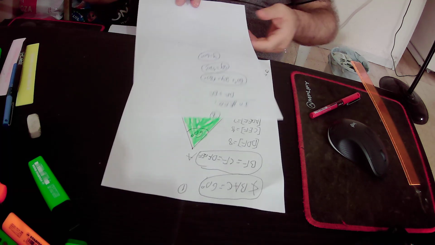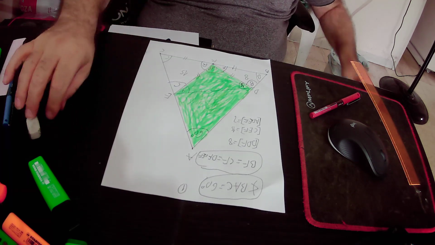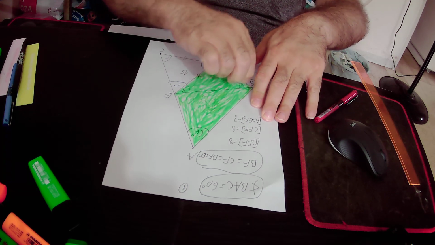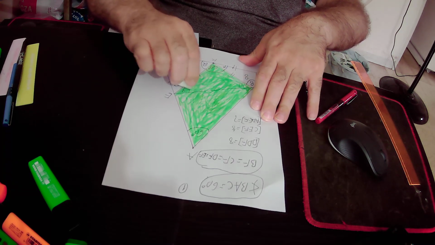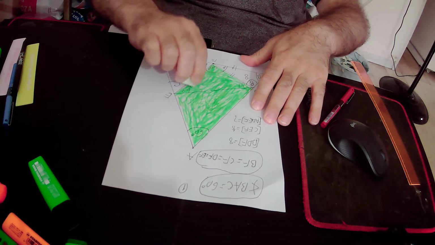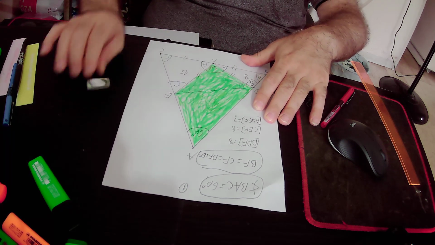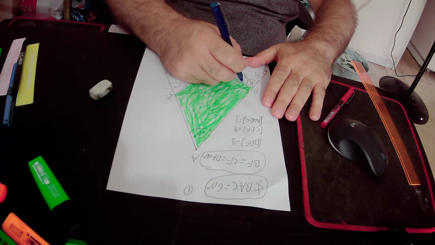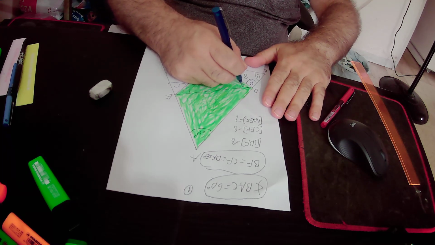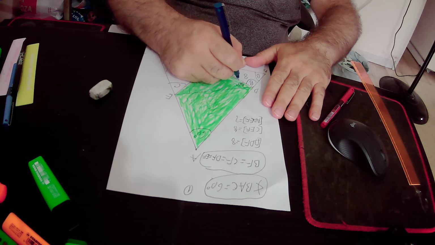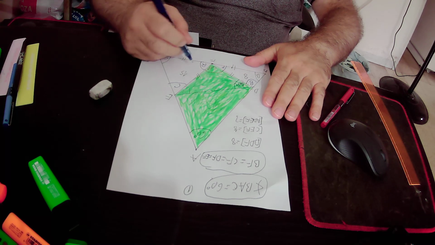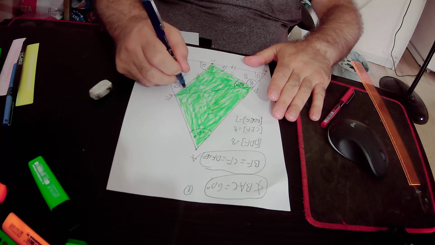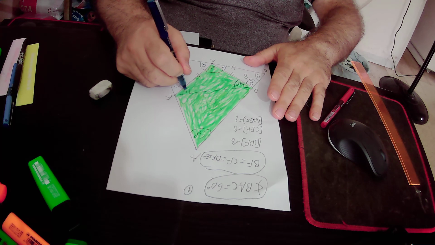Okay, so actually we have here an equilateral triangle. Triangle DFE is an equilateral triangle because all its angles are equal to 60 degrees. This is 60 degrees, and angle FED also equals 60 degrees, because we found out that Y equals 60 degrees.